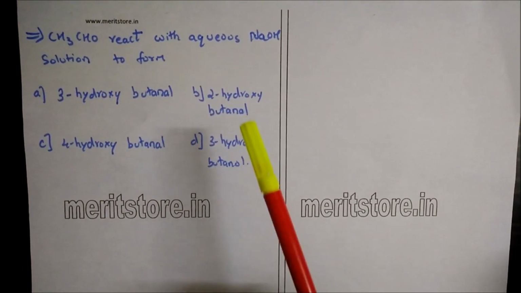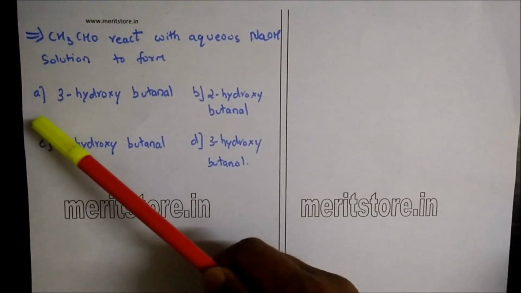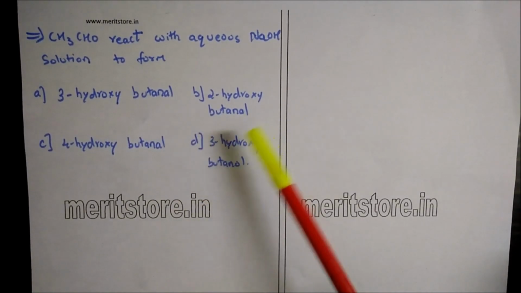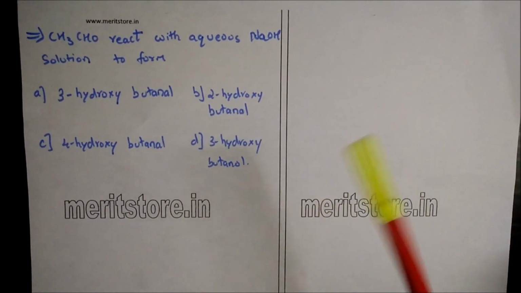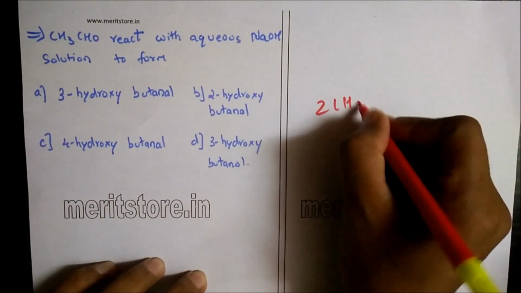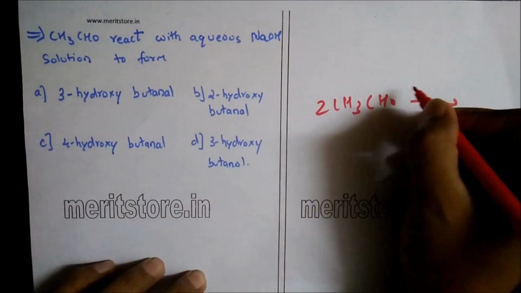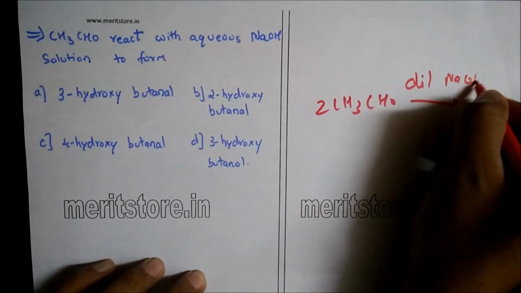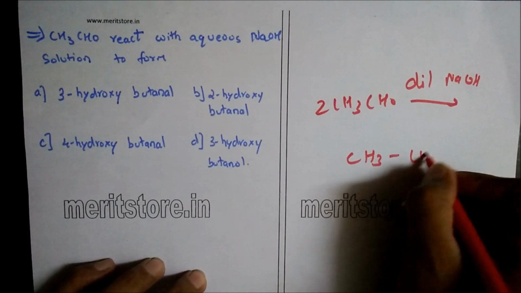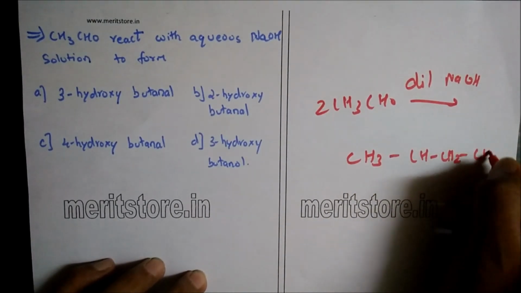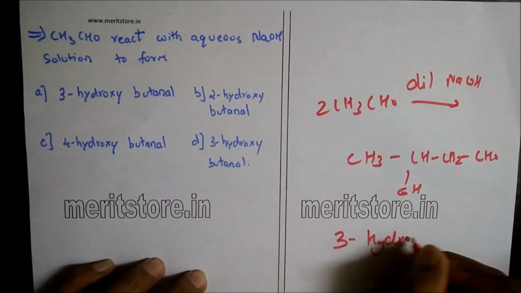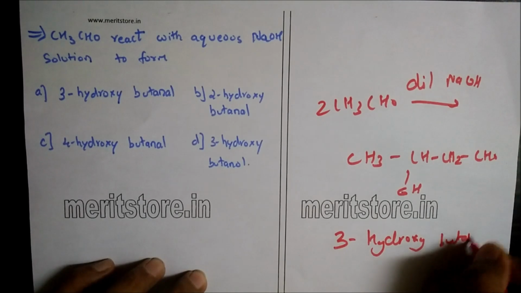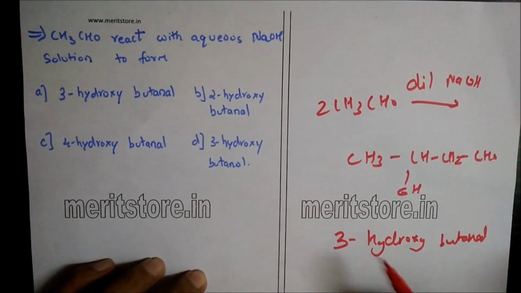CH3CHO reacts with aqueous NaOH solution to form A. 3-hydroxybutanal, B. 2-hydroxybutanal, C. 4-hydroxybutanal, or D. 3-hydroxybutanal. Now, let's look at how the reaction will take place. 2 CH3CHO, in the presence of dilute NaOH, gives the product CH3CH(OH)CH2CHO, which is 3-hydroxybutanal. Therefore, here the correct answer is option A.